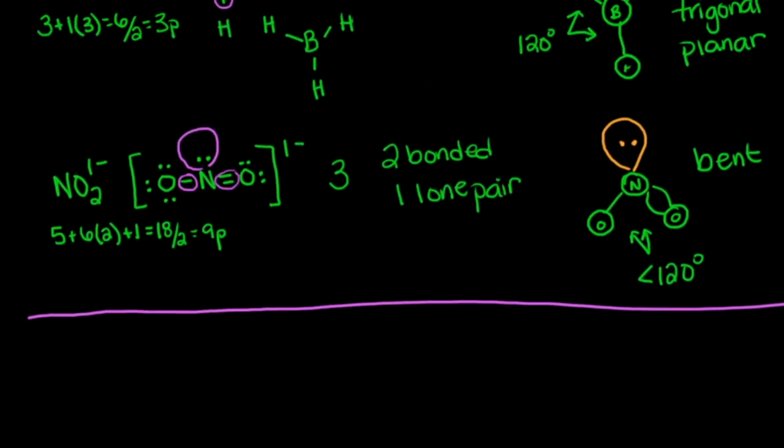What color was I using? Was I using green or was I using purple? I was using green. Okay. Let's draw the structure for CH4. So 4 plus 1 times 4 is 8, divided by 2, 4 pairs. All right, so we're going to put carbon in the middle. We're going to connect it to our 4 hydrogens.